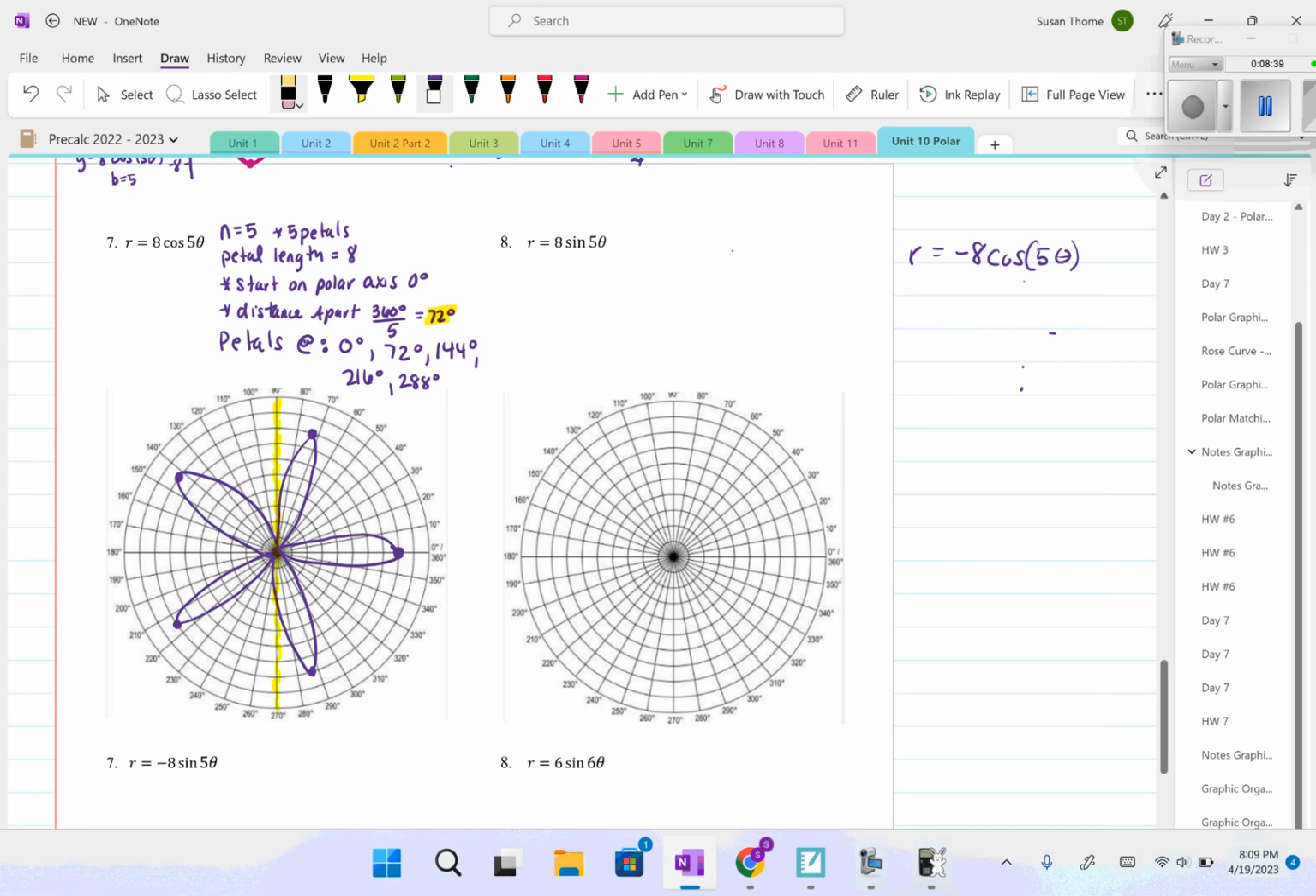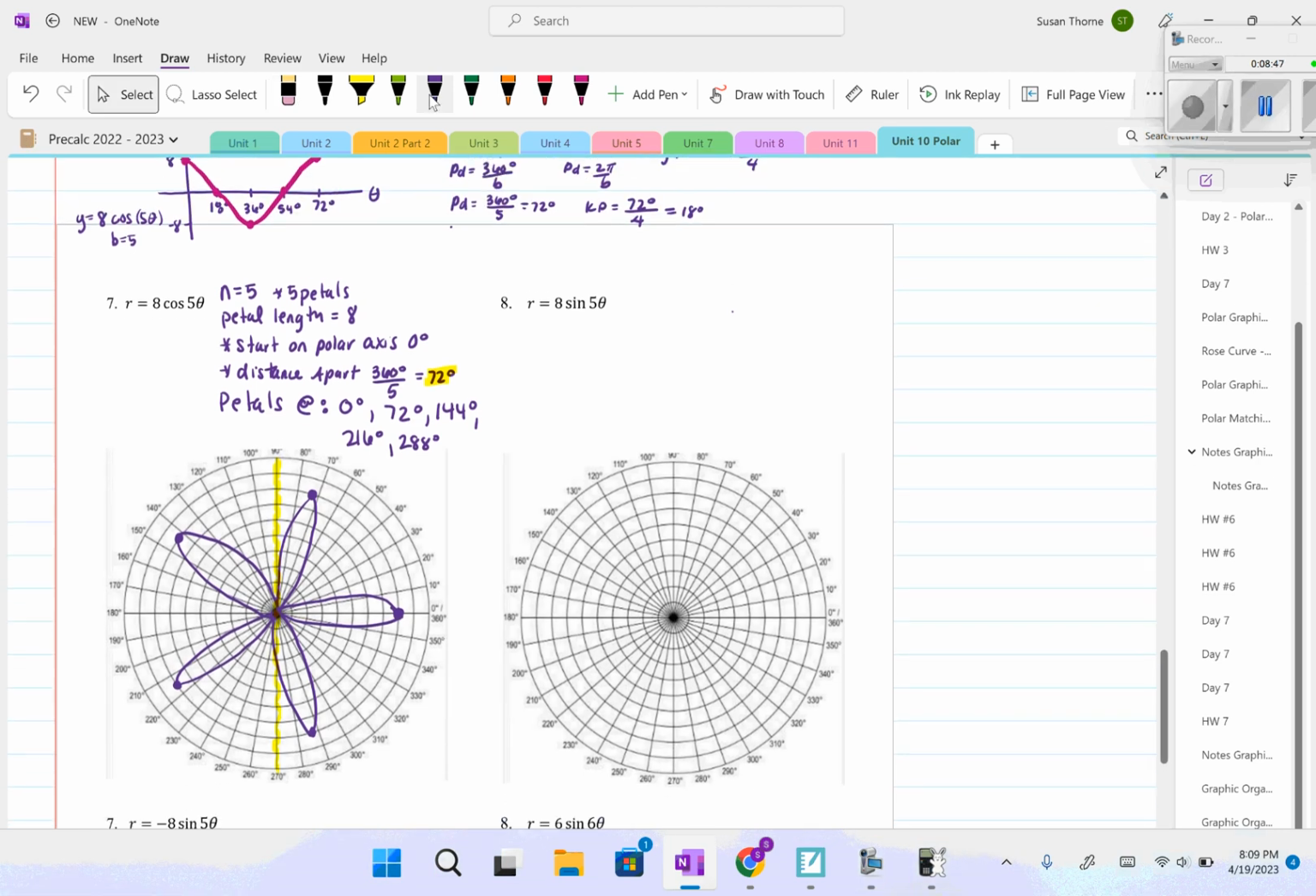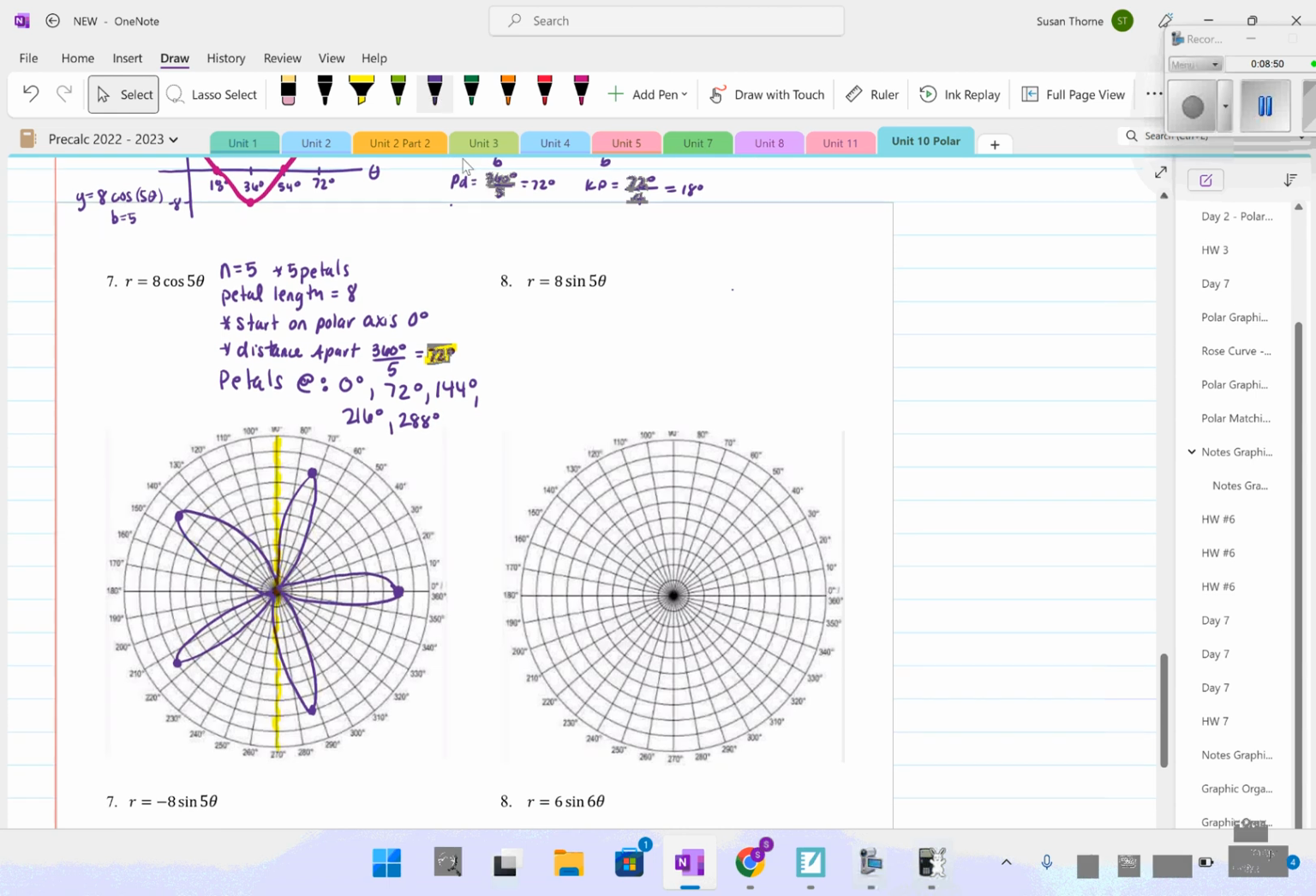So looking at the next one, we have R equals 8 sine 5 theta. So the sine graphs are a little bit more tricky because we don't start on the polar axis, and sine graphs don't always start on the y-axis, which really isn't your y-axis. It's the line theta equals 90 degrees if you're using degrees, or theta equals pi/2 if you're using radians, which is what makes sine a little bit more difficult. So for this one, n is equal to 5, just like the last graph. So we know that we have 5 petals. And we know that the petal length is also 8.